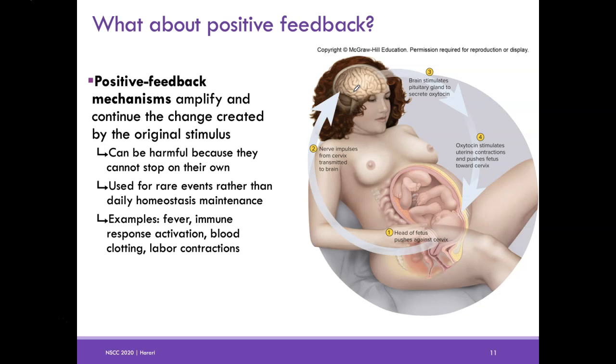It's hitting the cervix. So let me increase the concentration of oxytocin in the bloodstream. Oxytocin is a hormone that gets released into the bloodstream, which then stimulates uterine contractions even more. And that will push the fetus toward the cervix even further. So with a little pressure against the cervix, the brain releases oxytocin, which causes the uterus to increase contractions even more. And then this happens more and more until the fetus is delivered.